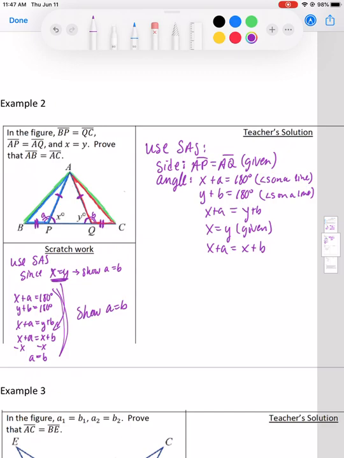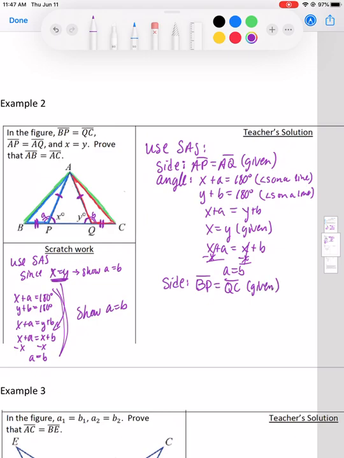And I can go ahead and subtract off my x's and get a equals b. Okay, so my angle correspondence is made. Okay, it took several steps, and this is something that you will do in another couple of examples from the homework. Now that I have my side correspondence and my angle correspondence, let's do my other side correspondence. With the sides with 2 tick marks. BP is equal to QC. Okay, that was given.